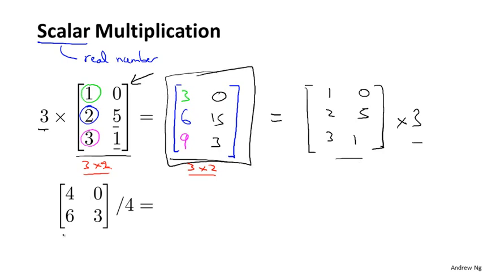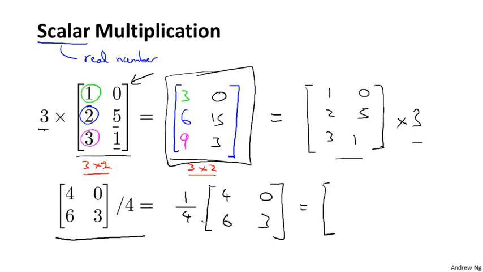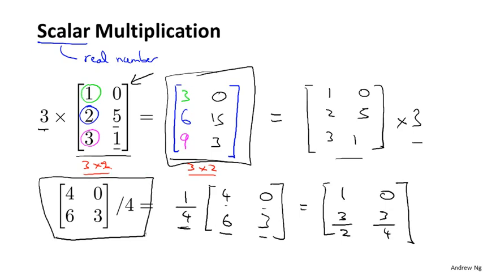You can also take a matrix and divide it by a number. Taking this matrix and dividing it by 4 is actually the same as taking the number 1/4 and multiplying it by this matrix, 4, 0, 6, 3. The result of this product is: 1/4 times 4 is 1, 1/4 times 0 is 0, 1/4 times 6 is 3 halves, since 6 over 4 is 3 halves, and 1/4 times 3 is 3/4. And so that's the result of computing this matrix divided by 4.